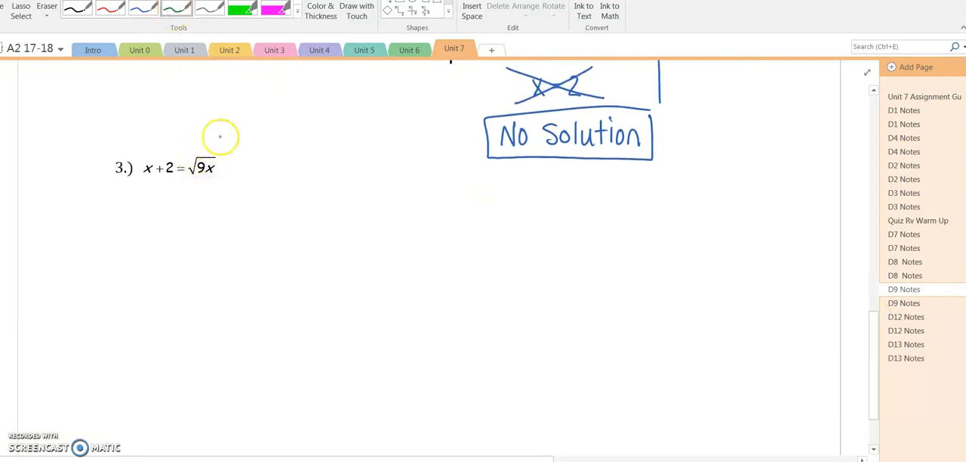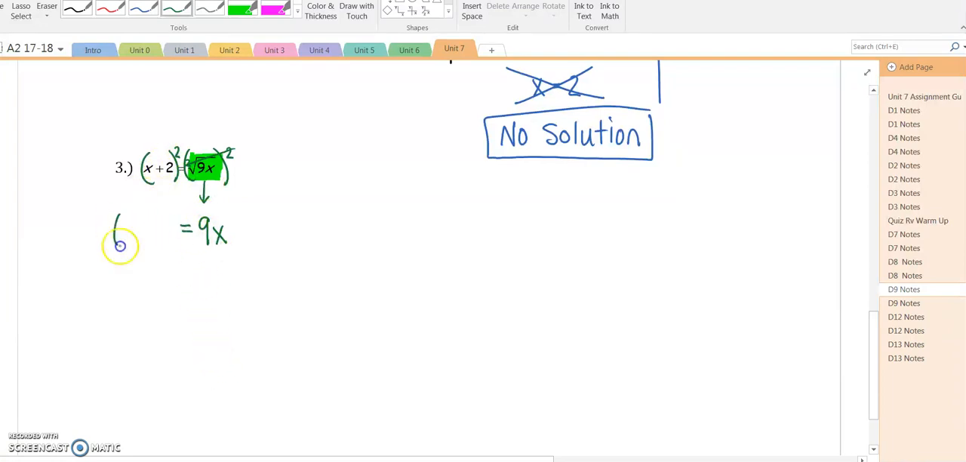All right, I'm going to look at my radical. I'm going to highlight it. And I'm going to say, all right, it's the only thing on that side, so it's alone. Check. So now I have to get rid of it. Remember, when there's no number, it's a 2. So I'm going to raise both sides to the second. Okay, the radical cancels out, so I'm just left with 9x.